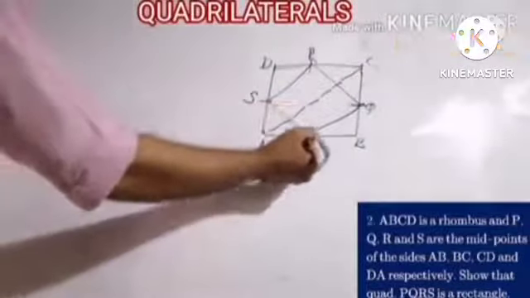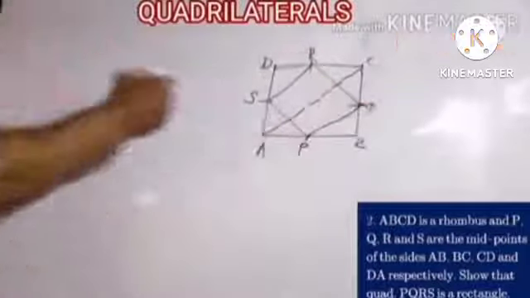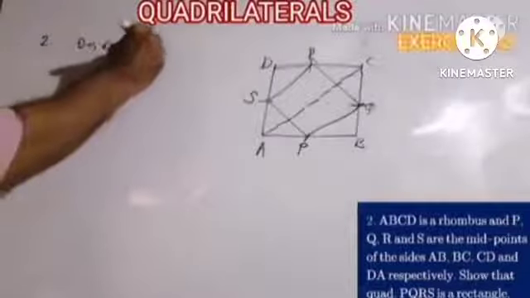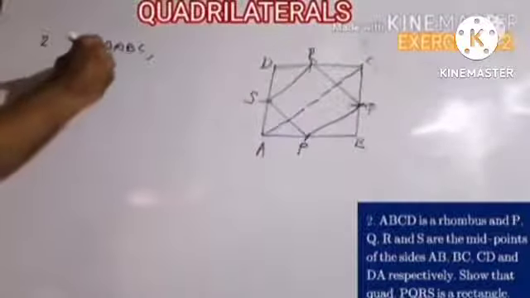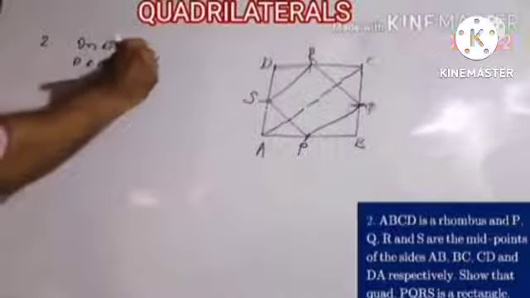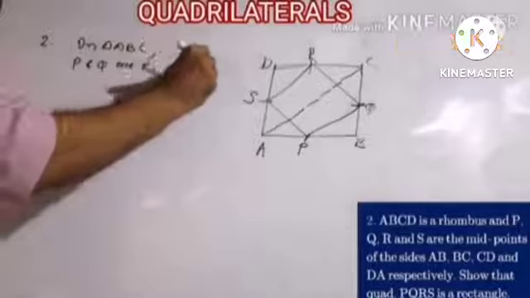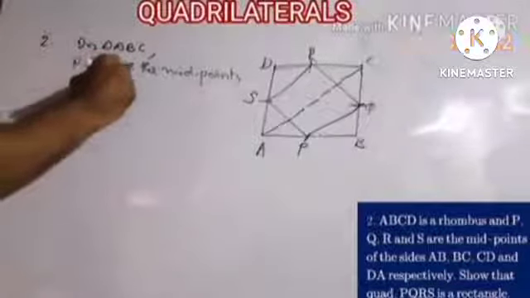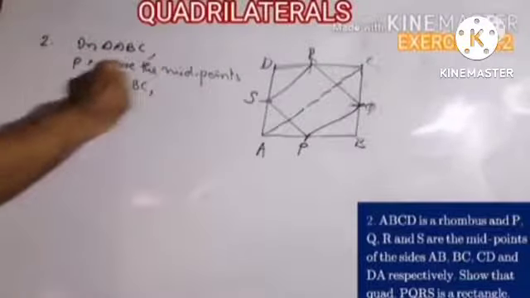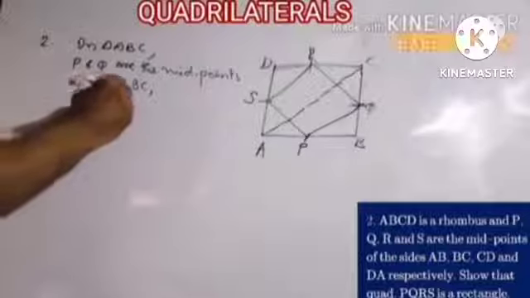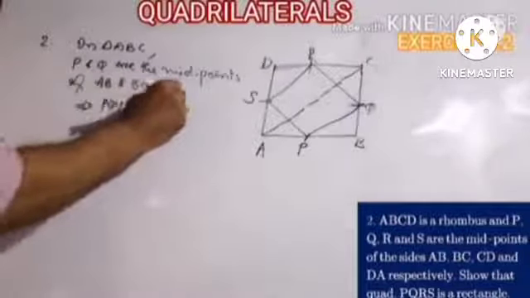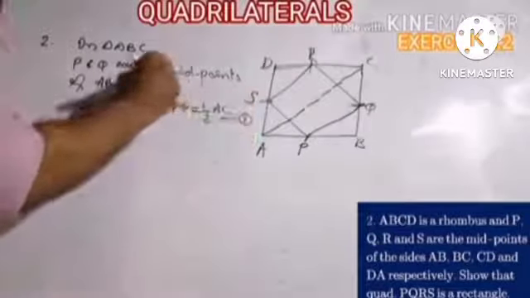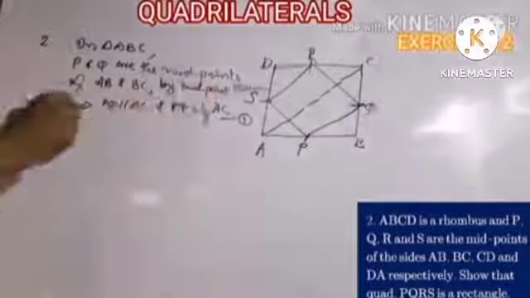Now, let's start. First, consider triangle ABC. This is answer 2. In triangle ABC, which are the midpoints? P and Q are the midpoints of AB and BC, which implies PQ parallel to AC and PQ equal to half AC. That will be equation number 1, by the midpoint theorem.